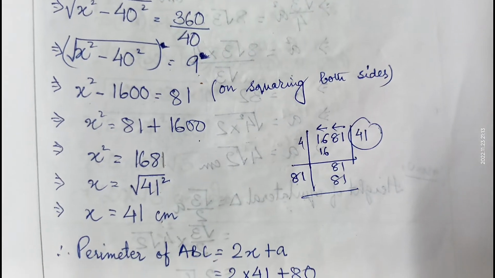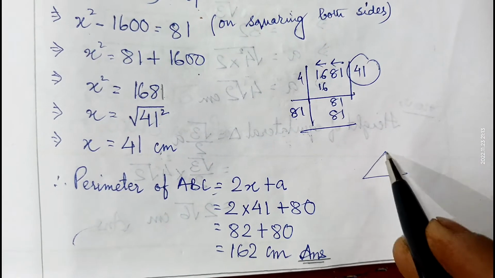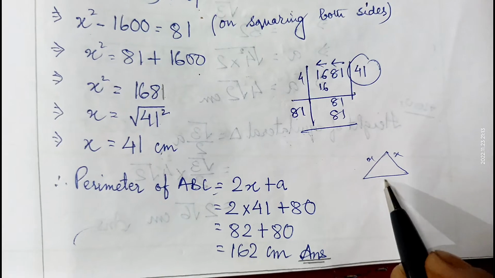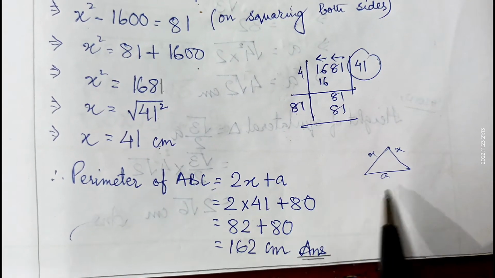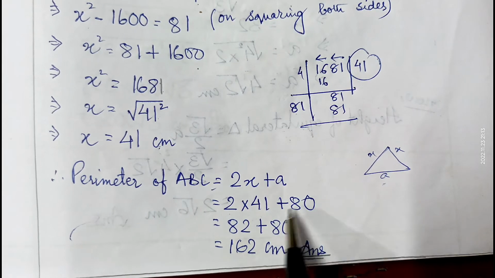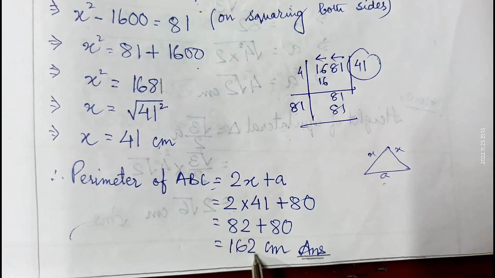Now we have to calculate the perimeter of the triangle ABC. Already we know that two sides we have considered x. This is x, this is x, this is a. x we got 41, so 2 into 41, and the base already given in the question is 80. 2 times 41 is 82, plus 80 which will give 162 centimeter. Therefore, the perimeter of the given triangle is 162 centimeter.